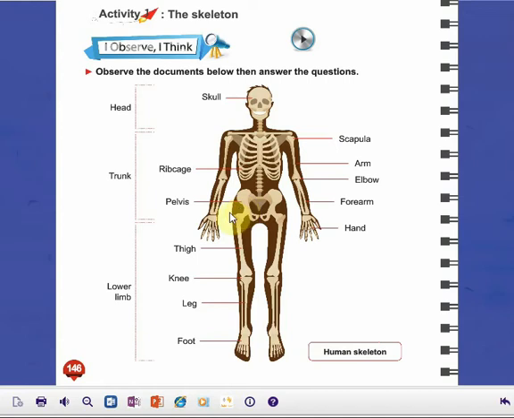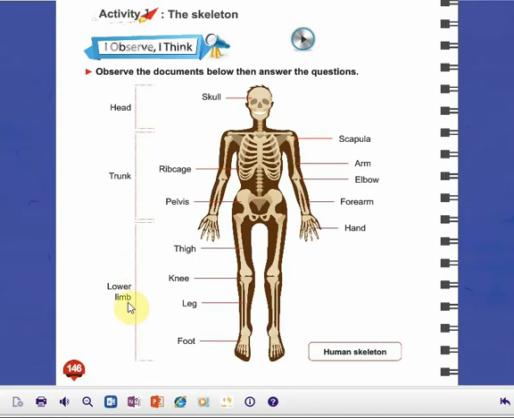Now let's go to the third part of the skeleton, which is the upper limbs. Let's look at the upper limbs and then we are going to go to the lower limbs. We have the scapula. It's a flat bone also. يعني الكتف. Okay, so this is the scapula. This is the arm. This is the elbow. Here we have a joint that connects these two bones, connecting the arm with the forearm. This is the forearm and this is the hand.